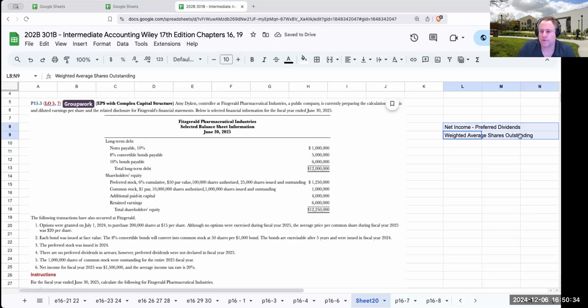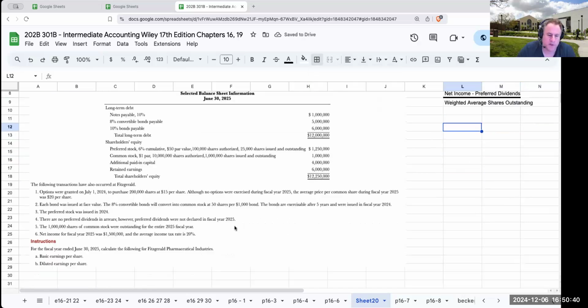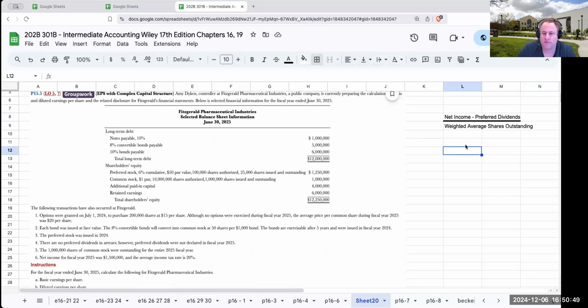So when we go through and look at this, our net income is given to us for this particular question at 1.5 million. Now, with regards to the preferred dividends, it does tell us that there are no preferred dividends in arrears. However, preferred dividends were not declared for the fiscal year 2025.